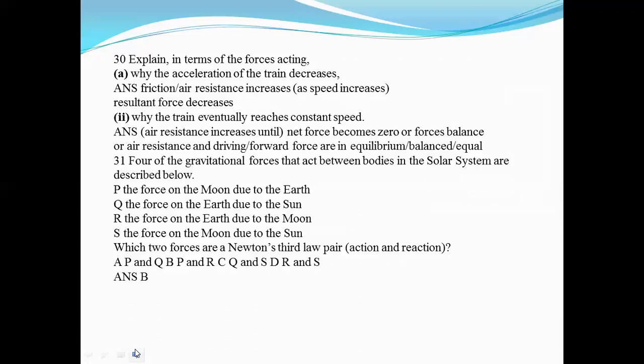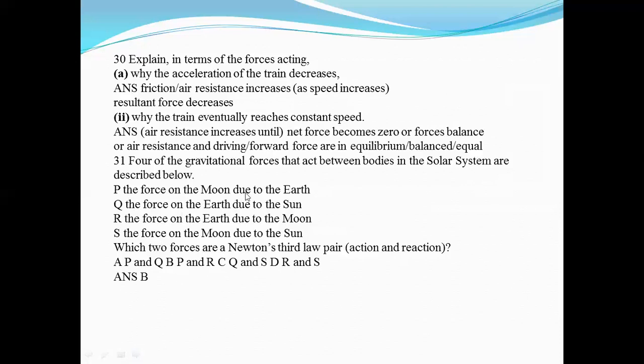Next, four of the gravitational forces that act between the bodies in the solar system are described below. P is the force on the moon due to the earth. Q is the force on the earth due to the sun. R is the force on the earth due to the moon. S is the force on the moon due to the sun. Which two forces are a Newton's third law pair, action and reaction? Correct answer is option B, which is P and R.